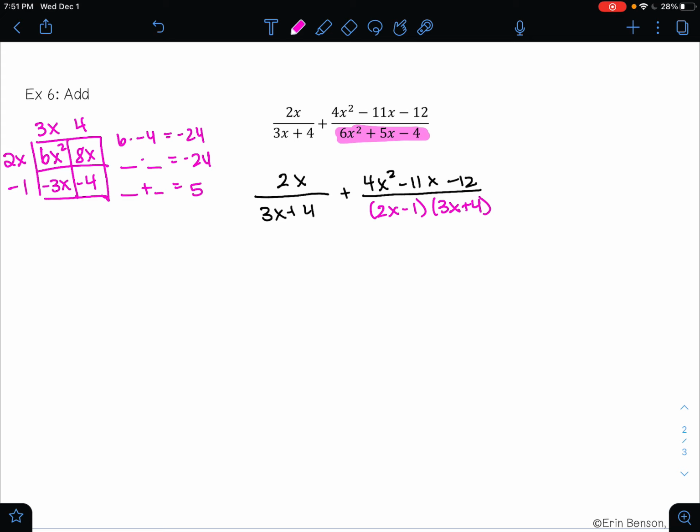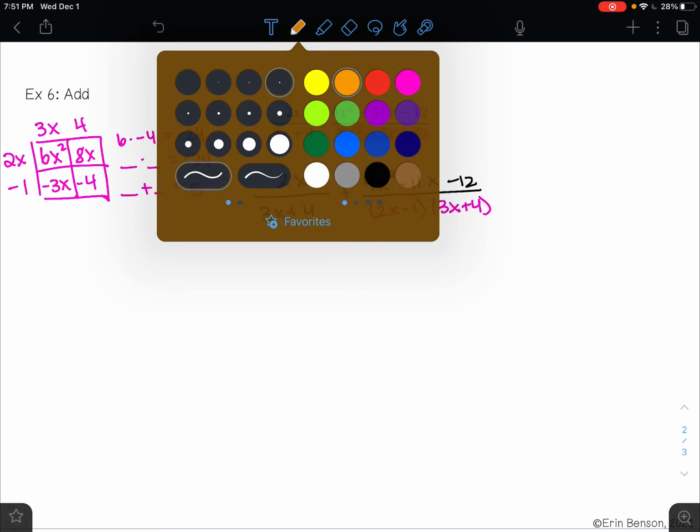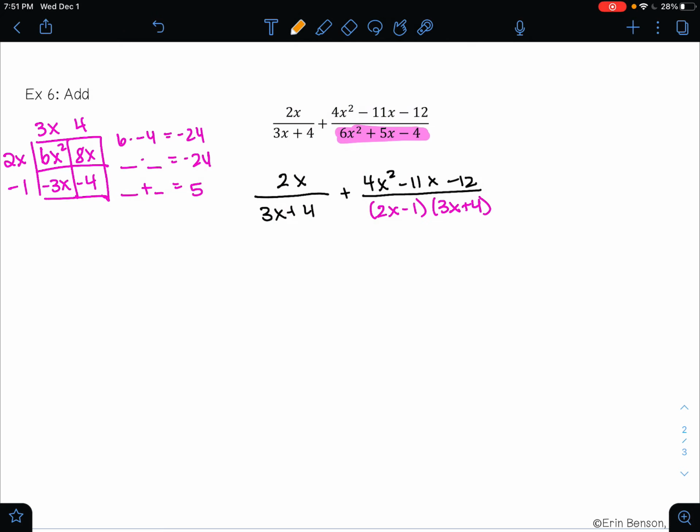Now that my denominator is completely factored, I can go ahead and find my least common denominator. Well, both of my denominators have a 3x plus 4. This denominator is missing this part right here. So it looks like this entire denominator on my right fraction is my LCD. So my least common denominator will be 2x minus 1 times 3x plus 4.